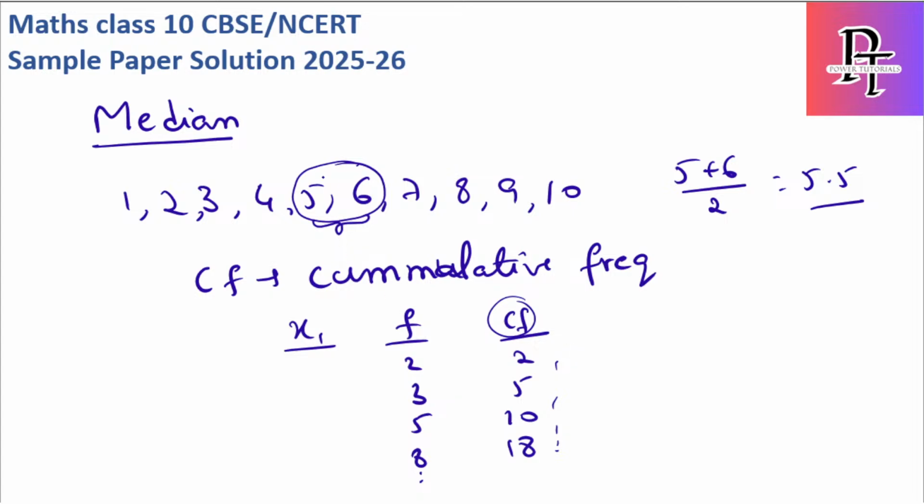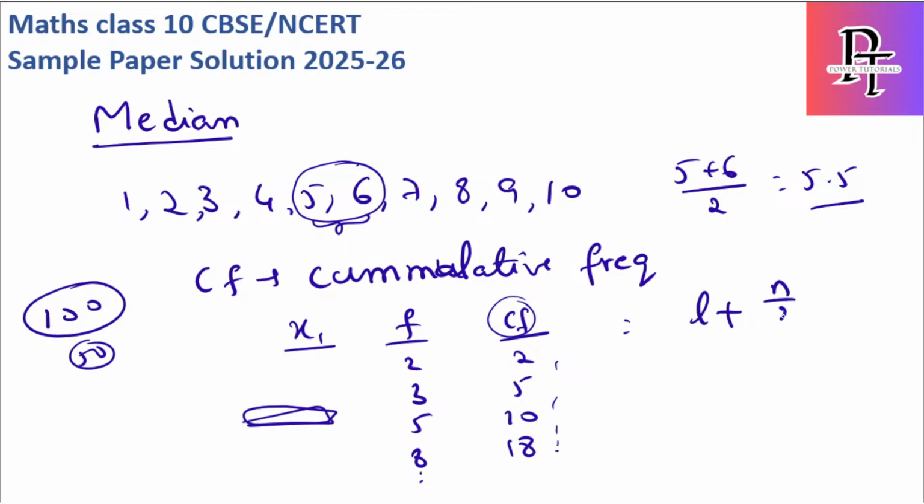As I told you, suppose we have 100 values or 100 students, then the 50th student will be in the median class, the class which we have to consider. Then the formula is simple: it is L plus n by 2 minus CF by F, into H.